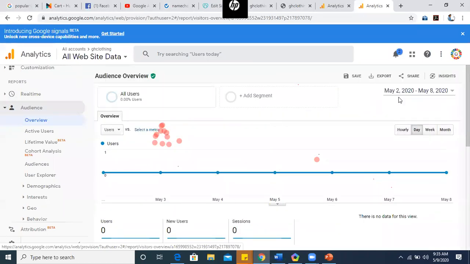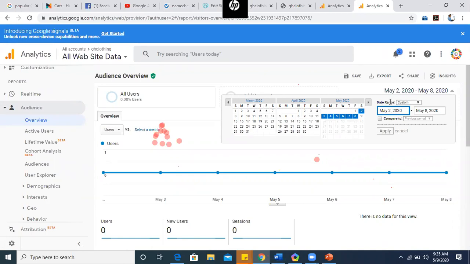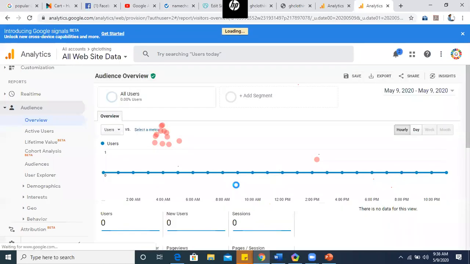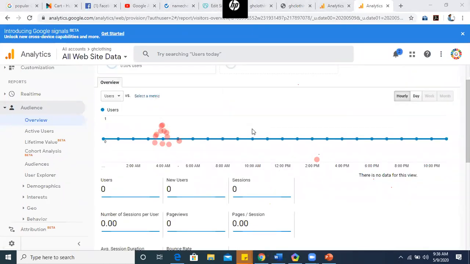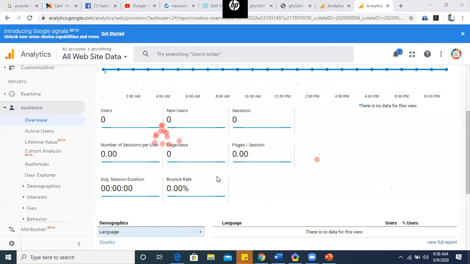So you come to the time range and allocate what you are measuring. Today is Saturday. Saturday was the 9th, right? And we have applied that. As of today, we have users, and it's zero. Who are users? Users are those who come to the website regularly. New users are those who are coming to the website for the first time.